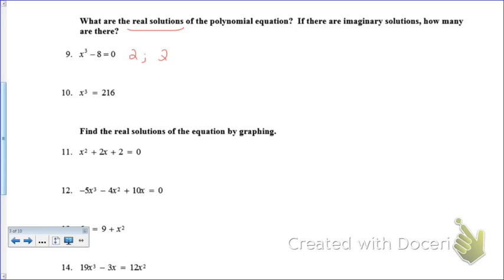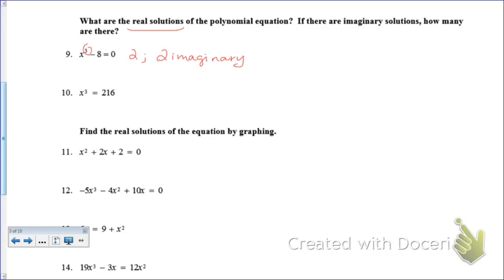So that's going to leave me with 2 imaginary solutions, and I know that because the degree of the polynomial is 3, and that tells me how many complex solutions I have, and that's going to be a combination of real and imaginary. So I've got one real, which is 2, and then I would have 2 imaginary solutions, so that makes my 3 solutions.